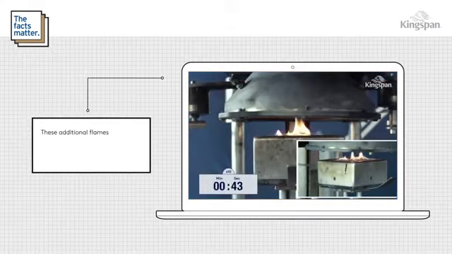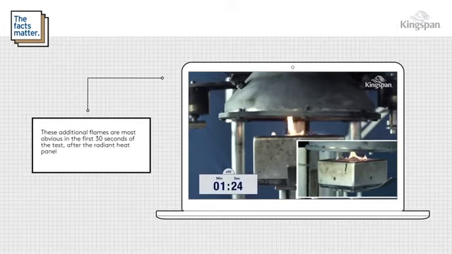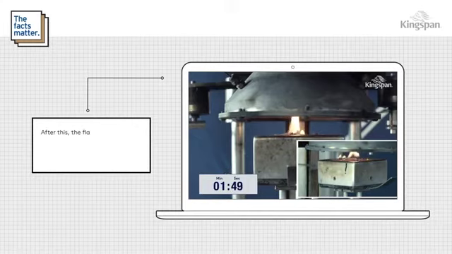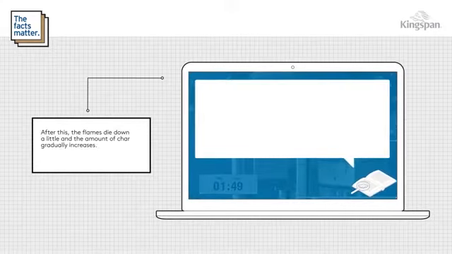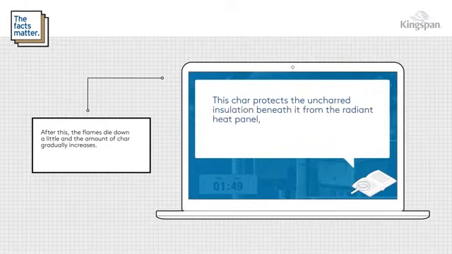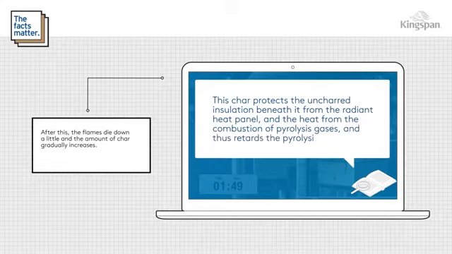These additional flames are most obvious in the first 30 seconds of the test, after the radiant heat panel is introduced whilst the initial char is formed. After this, the flames die down a little and the amount of char gradually increases. This char protects the uncharred insulation beneath it from the radiant heat panel and the heat from the combustion of pyrolysis gases, and thus retards the pyrolysis.